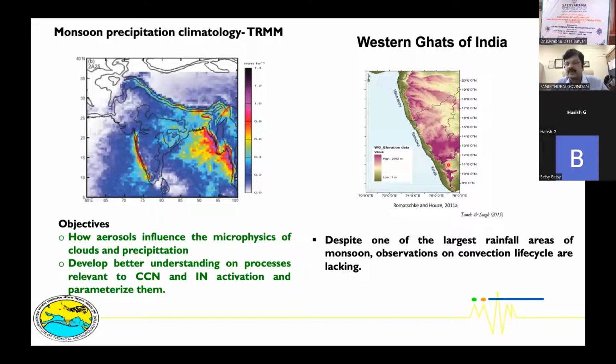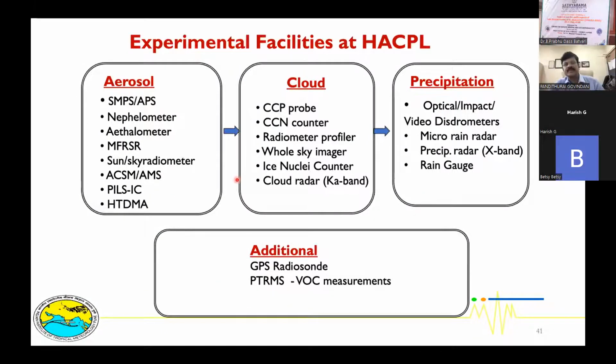The Western Ghats is a heavily raining area during monsoon. Mahabaleshwar's annual rainfall is about 6,000 millimeters. With orographic precipitation, several rivers originate here; even the Krishna originates from here, going all the way to Andhra Pradesh and Tamil Nadu. And these are the experimental facilities available at the high altitude cloud physics laboratory for studying aerosol cloud precipitation interaction processes.